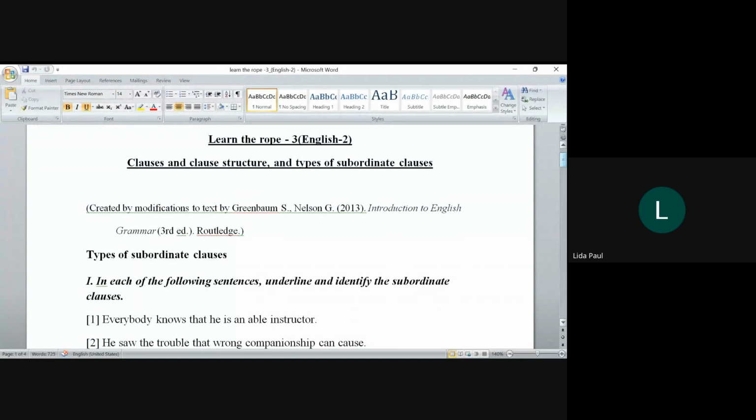I think we did discuss a little bit about this in the last class, right? If you remember, mainly we talked about what a clause is, and also a little bit about subordinate clauses. So just to recap, we know that a clause is that which contains a subject and a verb, right? As opposed to a phrase, right?